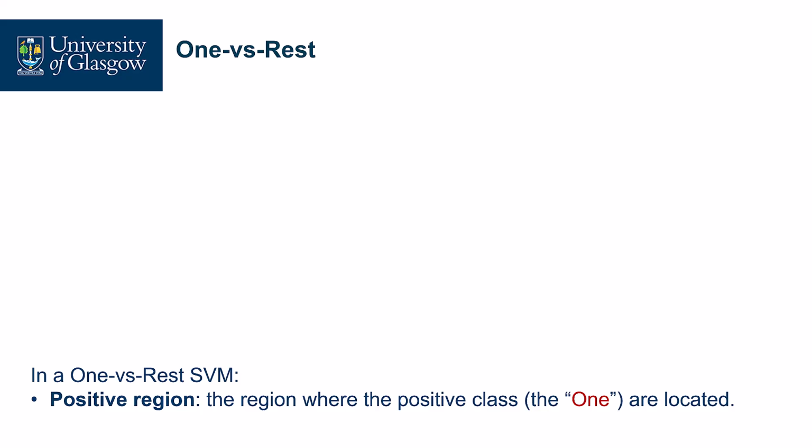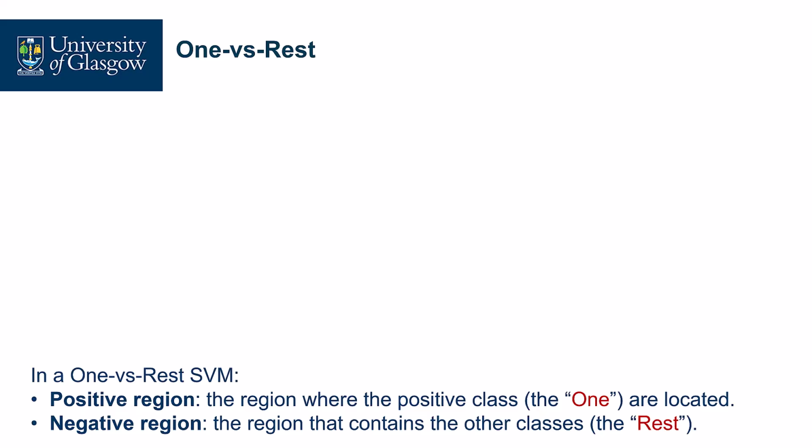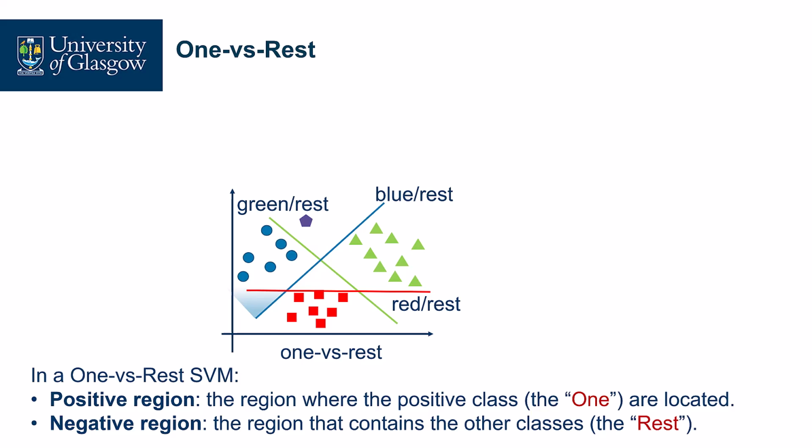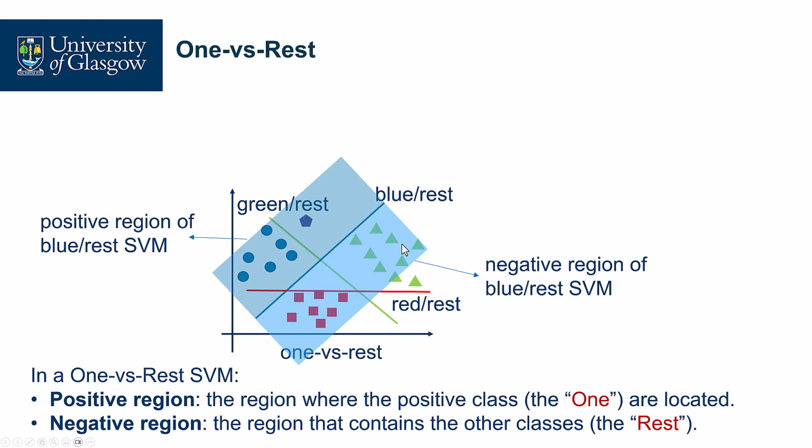So for example, the blue versus rest: the blue is the 1, the positive region, right? So the others are the rest. The others we call the negative region, right? So this is the rest. Here we can see this one is from the blue-versus-rest SVM. This is the positive region, because it's blue, and this one is the negative region. That is the rest, right?